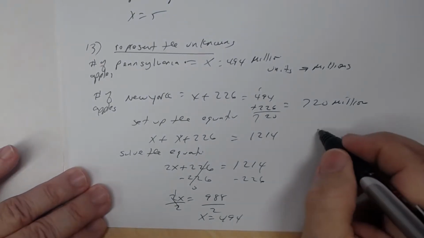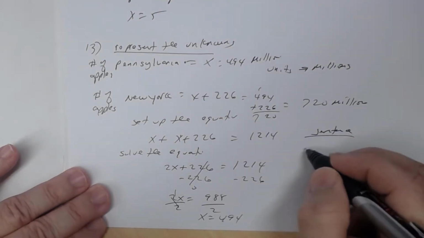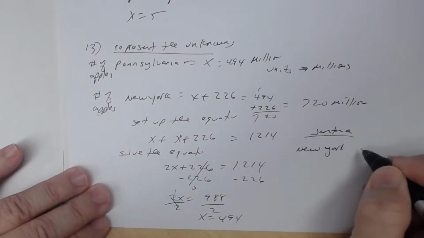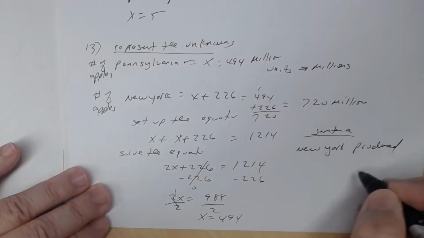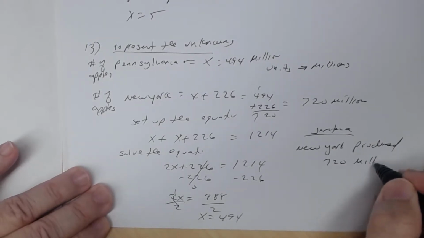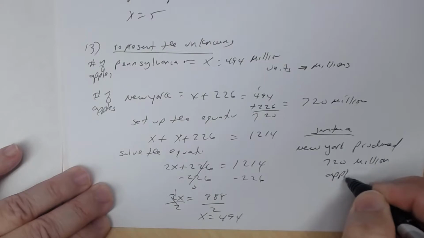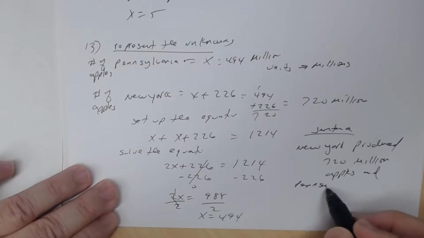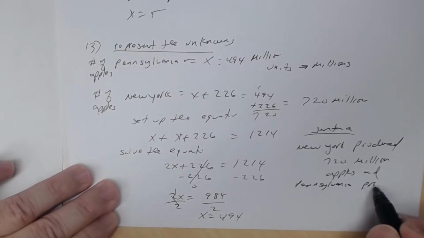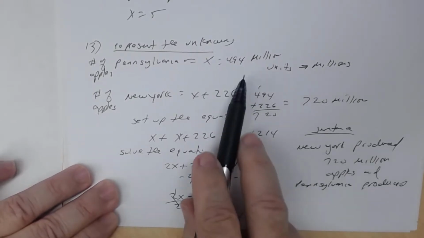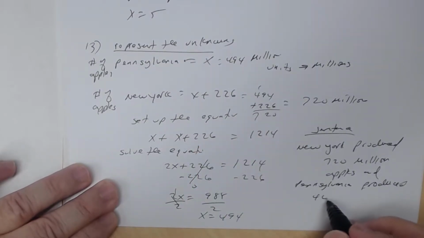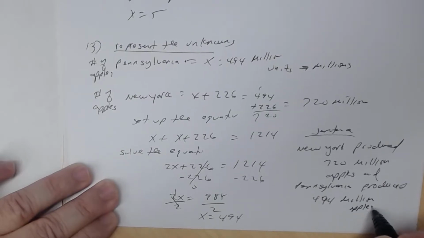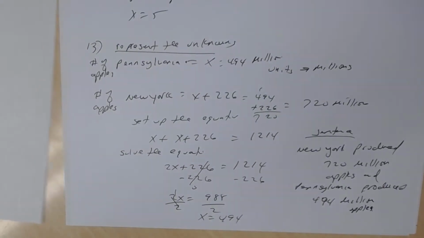Okay? And so then your sentence, you're going to say something like, New York produced 720 million apples, and Pennsylvania produced 494 million apples. Okay? All right, so that's number 13.